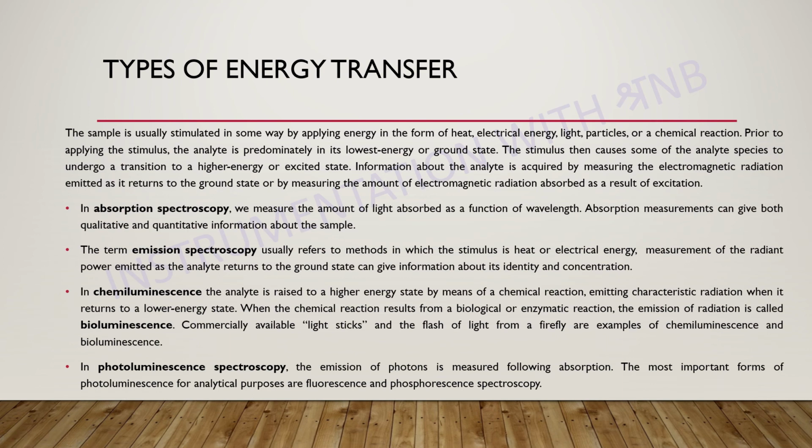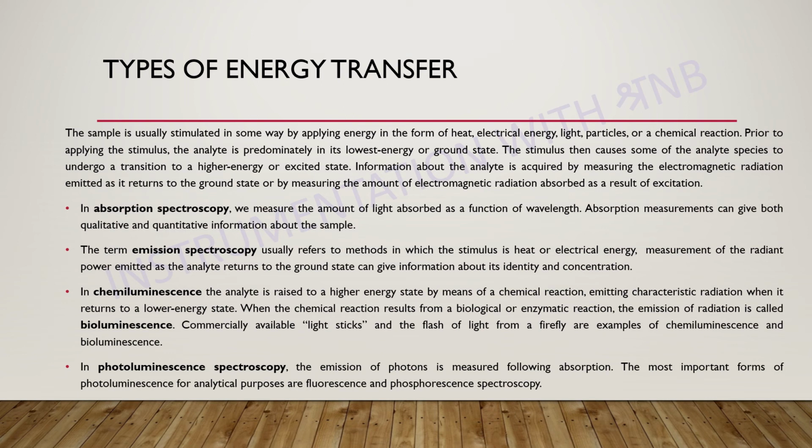Types of transition energy transfer. The sample is predominantly in its lower energy or ground state. It is stimulated by applying energy in the form of heat, electrical energy, light, particles, or chemical reaction. The stimulus then causes some of the analyte species to undergo a transition to a higher energy or excited state. The different types of energy transfers are absorption spectroscopy, emission spectroscopy, chemiluminescence, and photoluminescence.